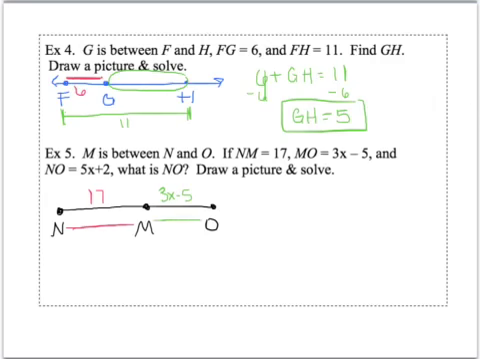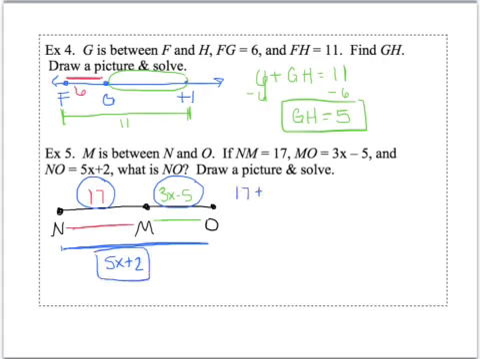Well, then it tells me the length of my whole segment is 5x plus 2. So the whole thing is 5x plus 2, which means 17 plus 3x minus 5 needs to equal my total, my whole length. And that's exactly how I'm going to write my equation.